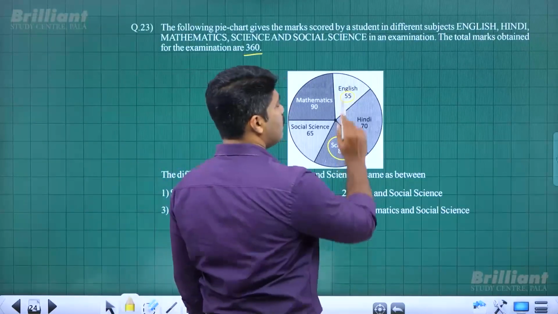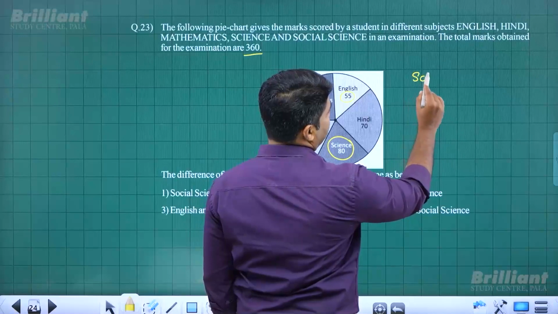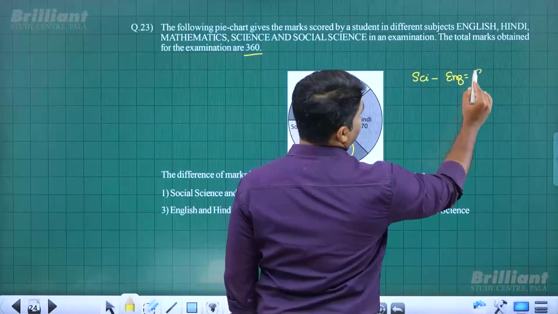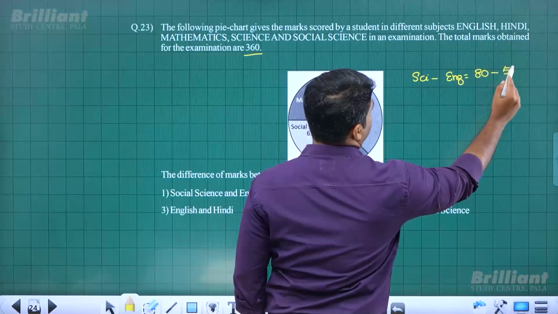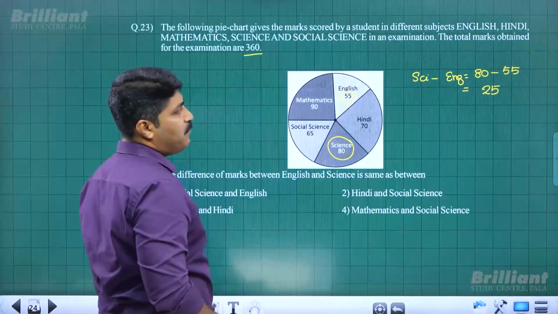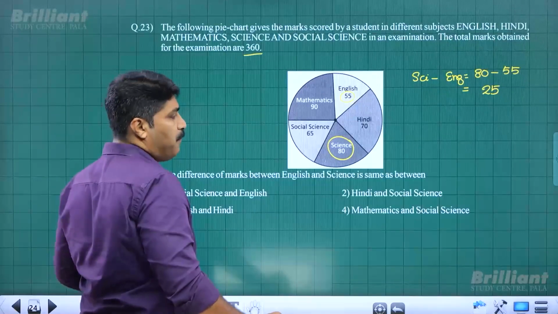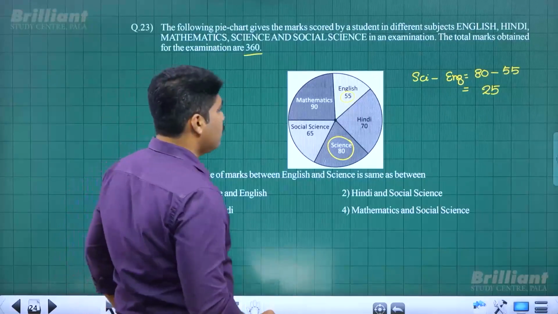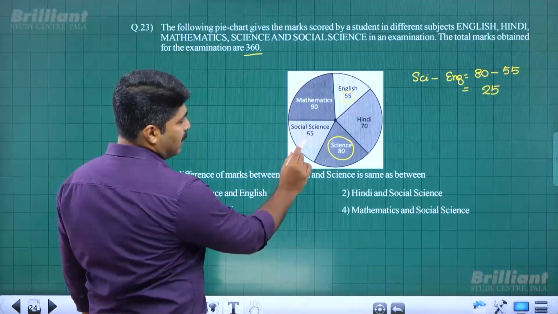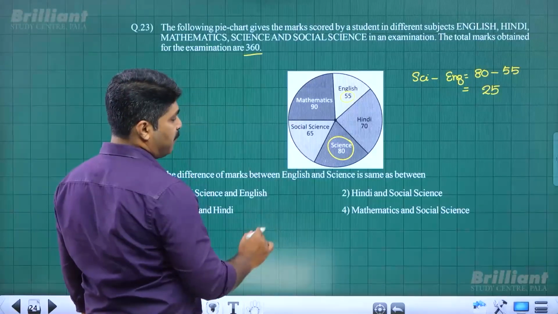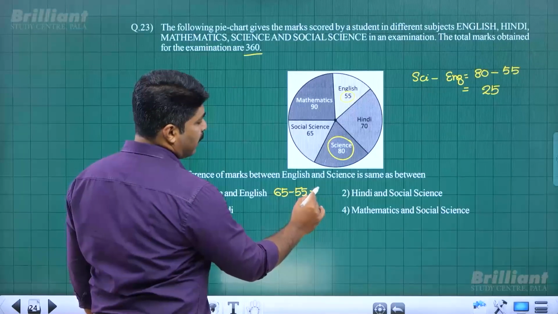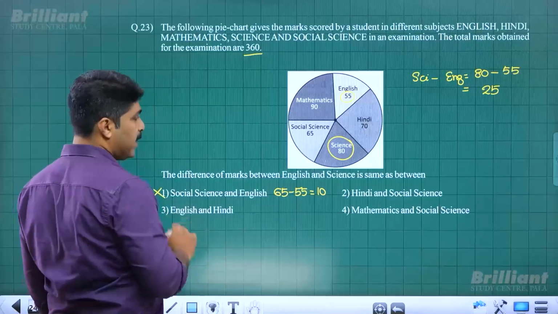So we know that science is more than English. Therefore, this is science minus English. How much is it? Science is 80 and English is 55. So what's the difference here? This is 25. This difference is the same as which two subjects? Suppose we consider social science and English. Social science is 65, English is 55. So this is 65 minus 55, which is equal to 10. That's not matching, therefore this is not the answer.